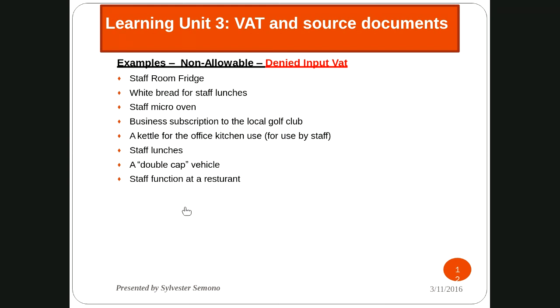Can I get an amen or a yes on these? Because I want to know whether you got these non-allowable items. Thank you very much. I appreciate it. We are on the right track. Thank you, guys. Much appreciated.